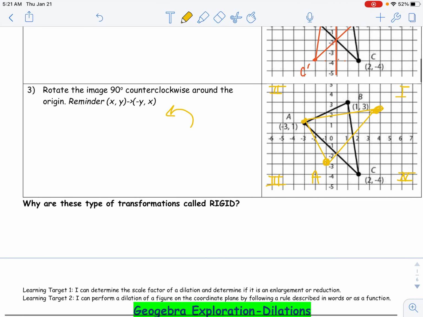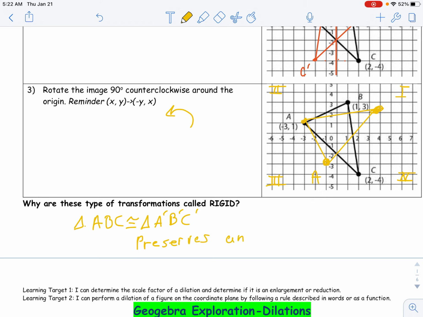But why are these transformations called rigid? The original triangle ABC is congruent to triangle A prime, B prime, C prime. It preserves angle and side measure. Alright. All the sides still have the same length, all the angles still have the same measure, and that's why they're called rigid transformations. Alright.